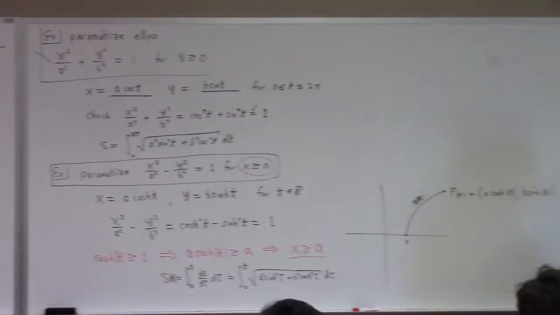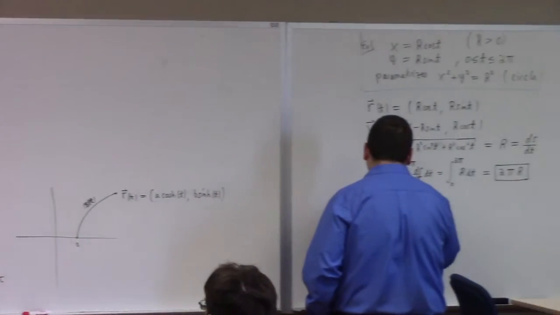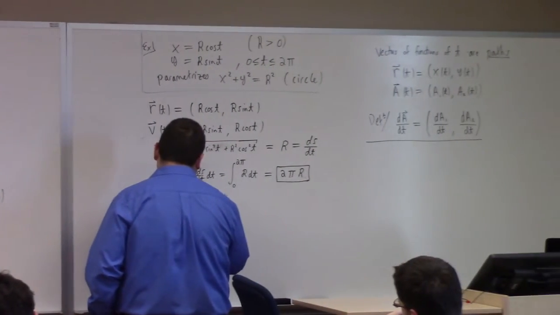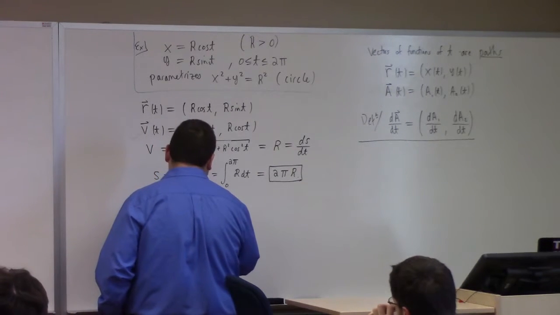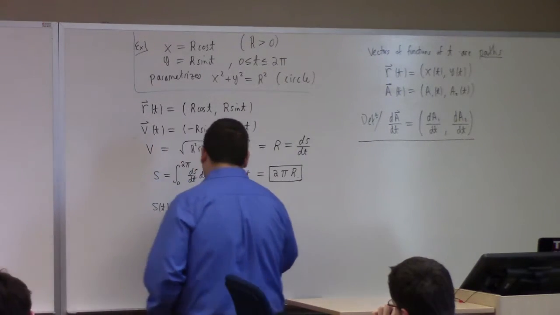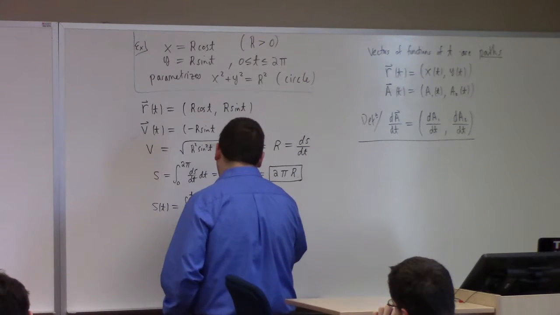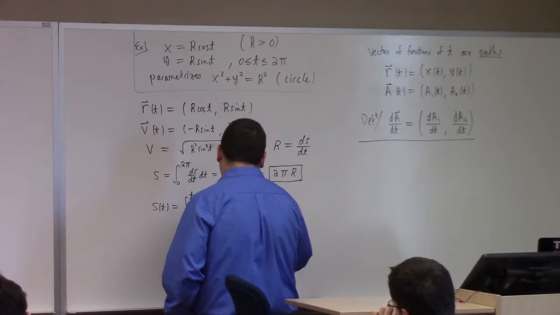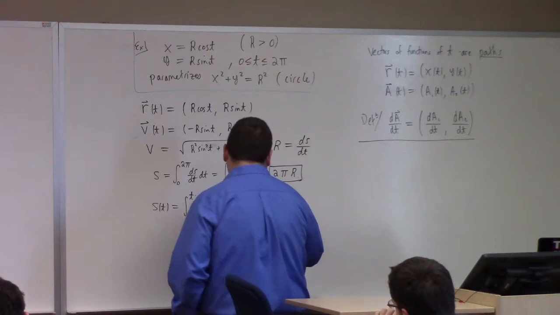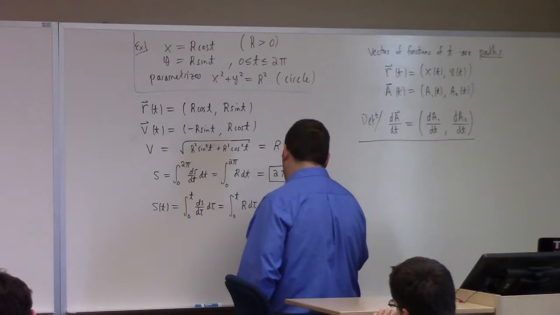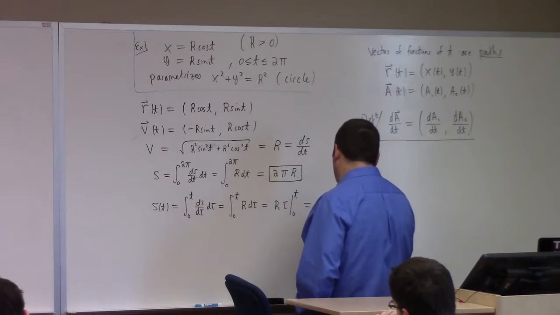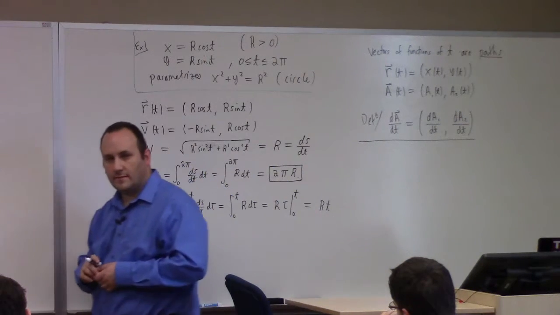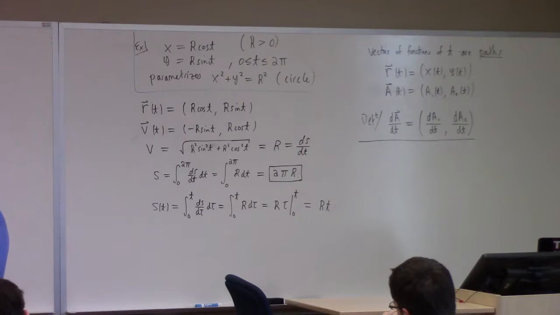What would the arc length function be over here if you did s of t? Integral from 0 to t of ds d tau d tau. What would it be? What do you get? Just R t, right?